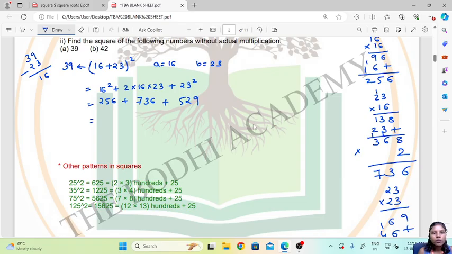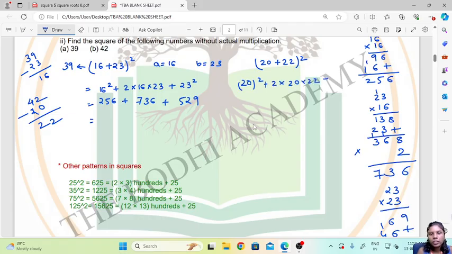Similarly we can do this for 42. If I subtract any number like maybe 20, I'll get 22. So I can say (20 plus 22) the whole square will give me 42 square. Then use the formula: 20 the whole square plus 2 into 20 into 22 plus 22 square. Solving this further, doing the operations, we will get the square of 42.